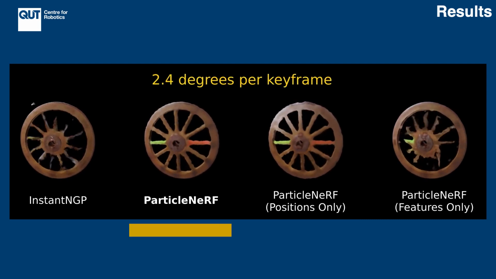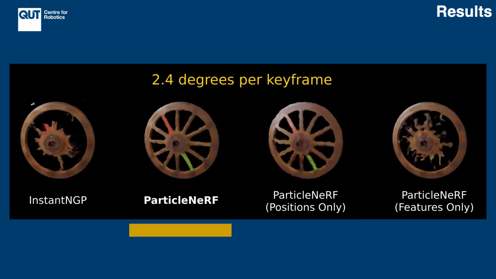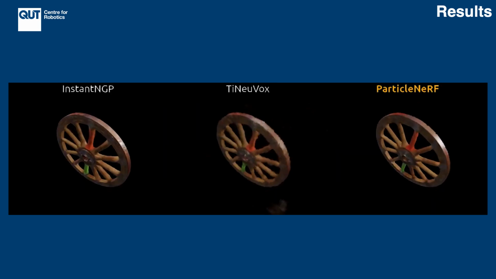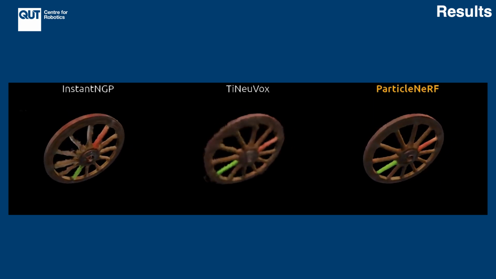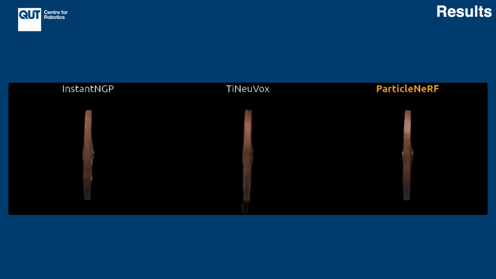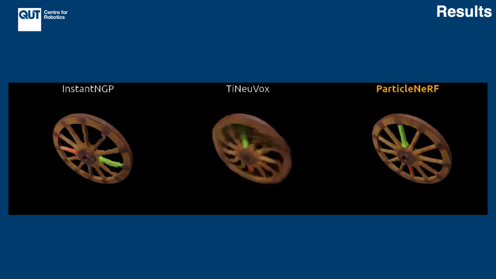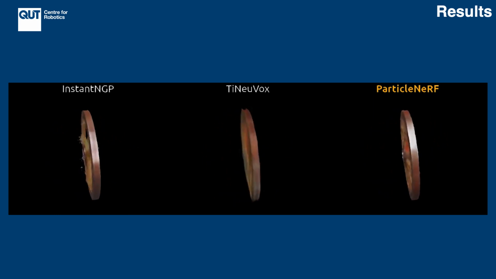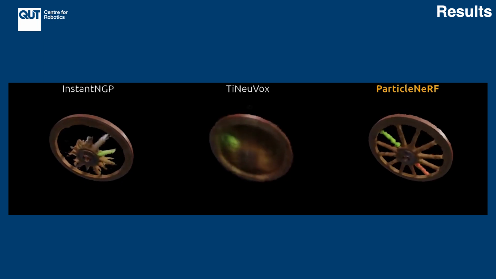When both the positions and the features of the particles are optimized, the reconstruction quality remains accurate for a much longer period. Time-aware neural voxels is more resilient than InstantNGP to the online setting. However, it fails on larger motions. We attribute this to the absence of a motion model within TNV's formulation.